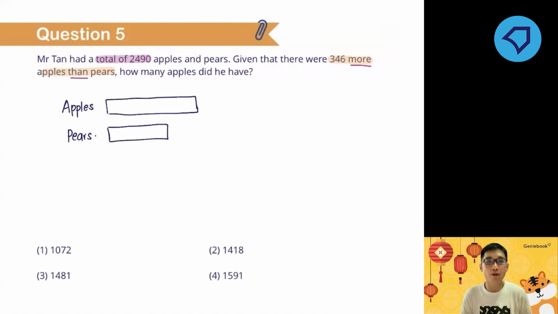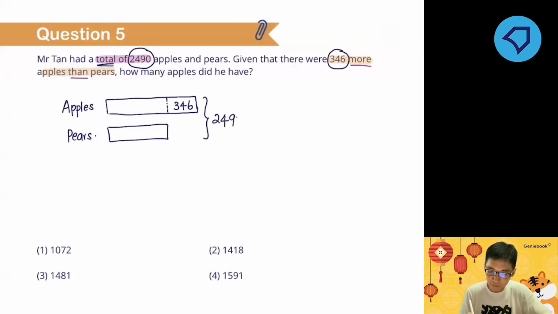But how many more apples than pears are there? So this is our hint. The difference you see here in the model is 346. Next, this quantity here, 2,490, is the total. And where do we label the total in our model? Over here, right? Put a bracket. This is 2,490. So then how many apples did he have? This is what we do.